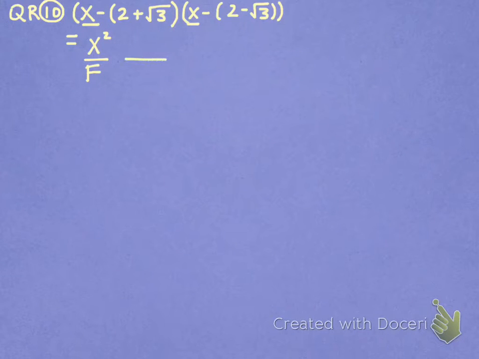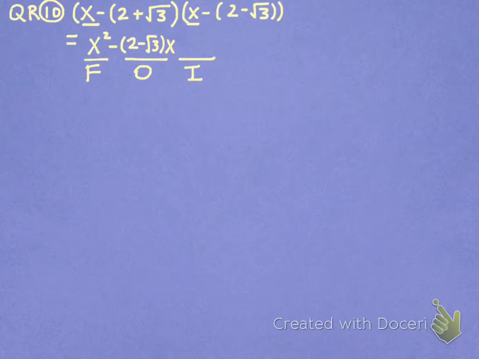Then we need our O term in FOIL. Then we need our I term in FOIL, and then we'll do the L term in just a minute. It's going to take a longer blank. So the outer product would be x, the first x, times minus 2 minus the square root of 3. So that's minus (2 minus the square root of 3)x.